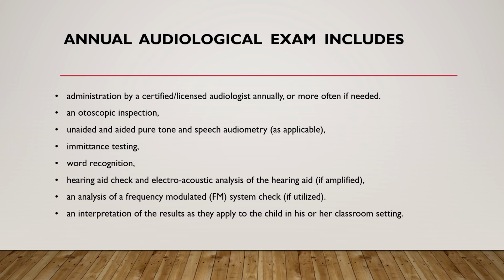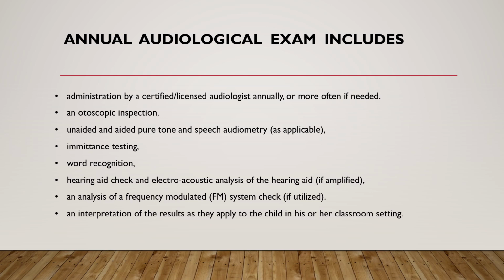So in addition to having the audiologist assess the child at their initial eligibility, the audiologist must also reevaluate the student every year. This has to be a certified and licensed audiologist, and they can evaluate the student more than once a year if they feel it's necessary. The audiologist will also do an otological inspection with an otoscope. They'll look inside the ear to see if there's anything that's changed. They will do different types of hearing tests: the unaided and aided pure tone, speech audiometry, immittance testing, word recognition. These are just different types of hearing tests.